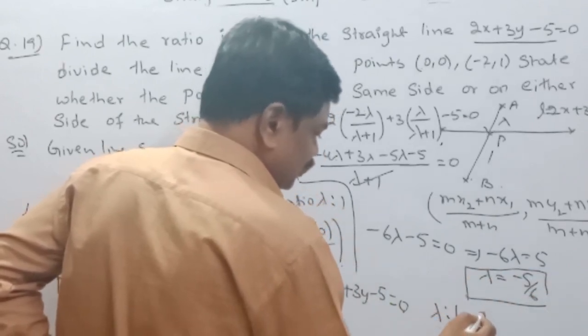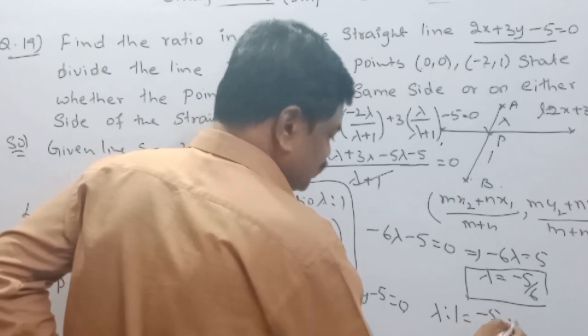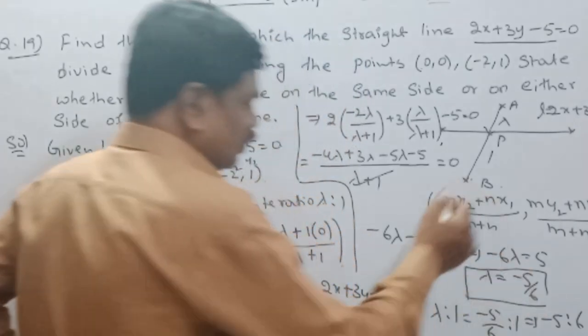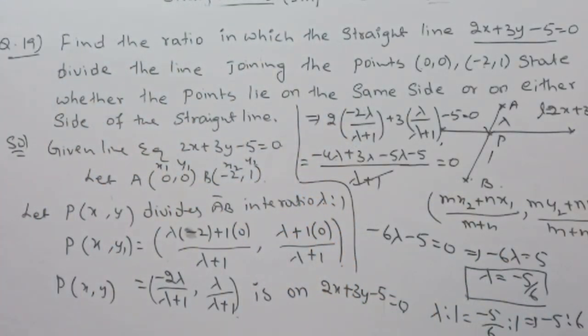Lambda is to 1 is equal to minus 5 by 6 is to 1, which is equal to minus 5 is to 6. So the ratio is minus 5 is to 6. Then it divides externally. The line divides AB in the ratio 5 is to 6 externally. Why? Because the ratio is negative. Then we say P divides AB externally. Okay, all of you?